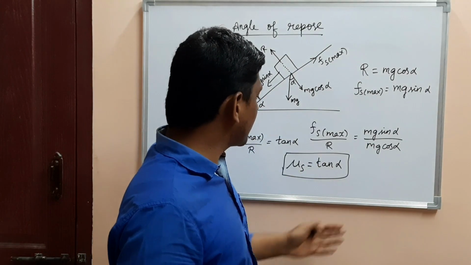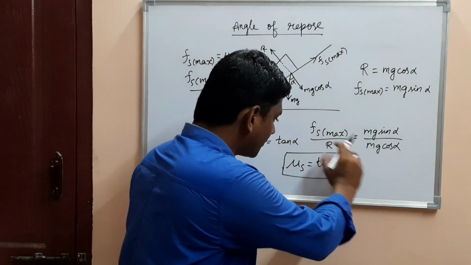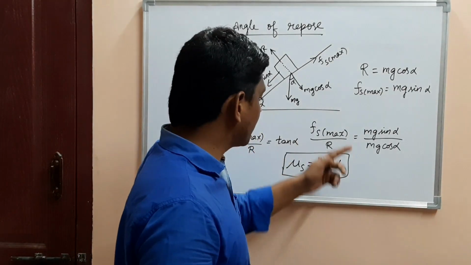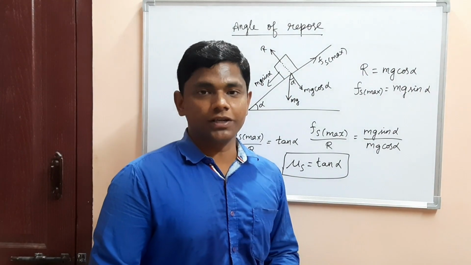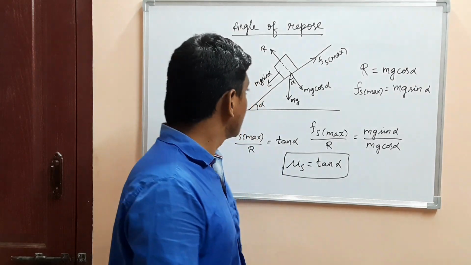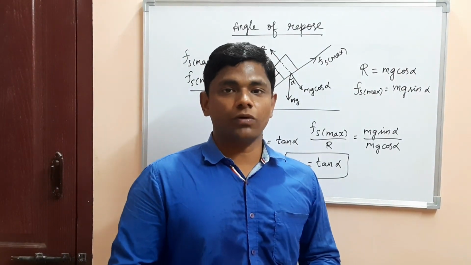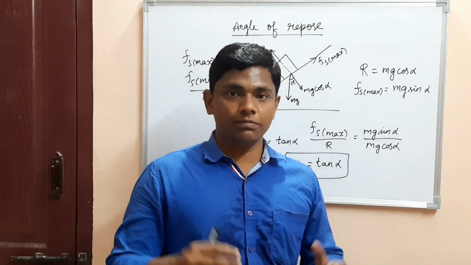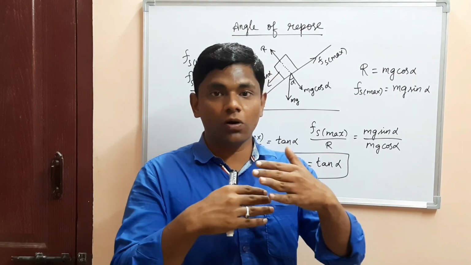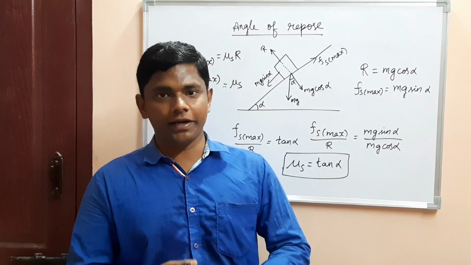Now we have derived the equation that the coefficient of static friction is equal to the tangent of the angle of repose. You can use these equations in numerical problems related to friction in your NEET or JIPMER exams, etc. So in this video, I have started discussing friction. What is meant by friction? It is the force that comes into play when there is a relative motion between two bodies or a body and a surface. There are two major types of friction, that is static friction and kinetic friction.